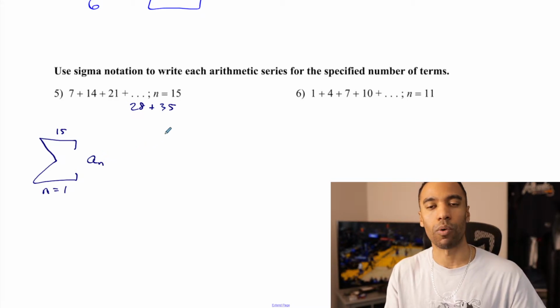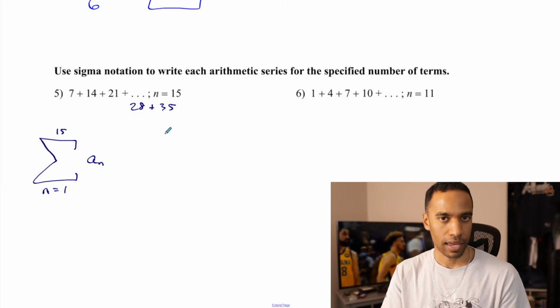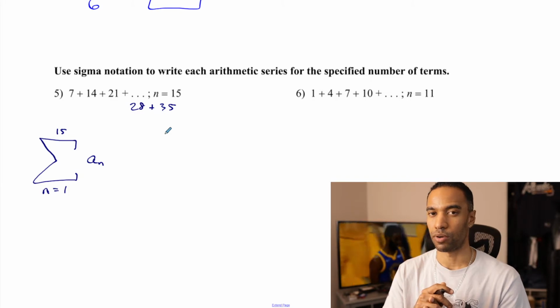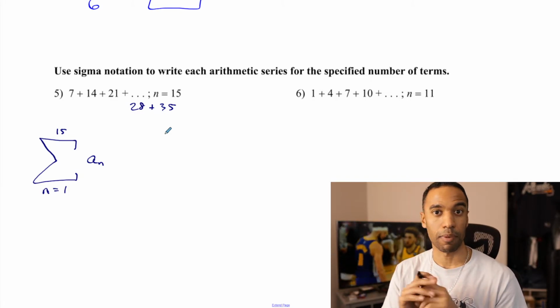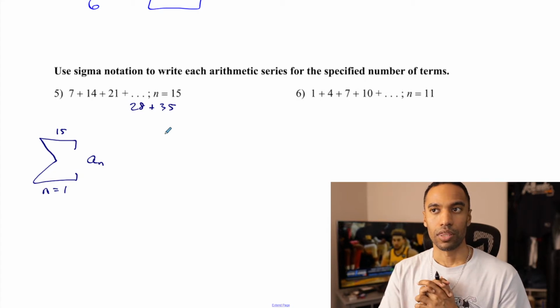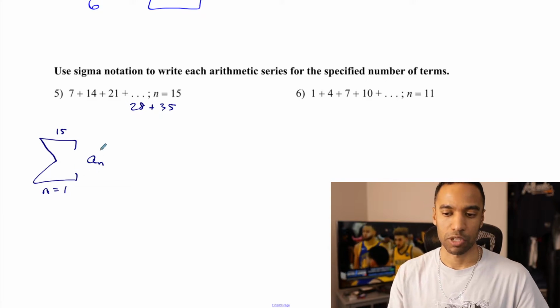Don't just write a sub n. What we're going to do is write the explicit formula for this. Because if I want to substitute n into an equation to figure out what the first term is, the second term, etc., what better way to do it than, and by the way, we're not going to actually solve these, but what better way to do it than with the explicit formula? So what we have to do is come up with the explicit formula for this.